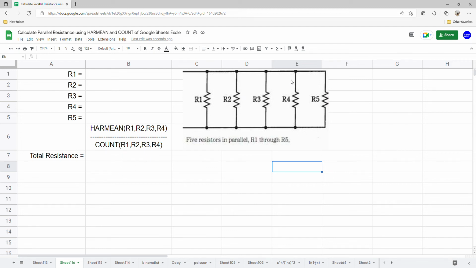In this video, we'll calculate parallel resistance using the functions HARMEAN and COUNT.